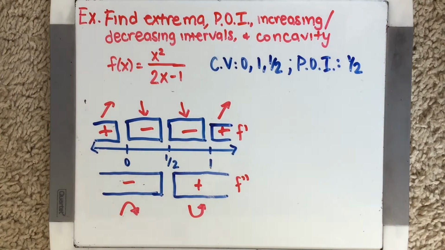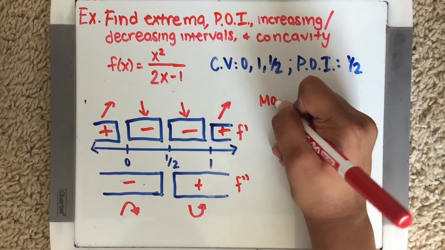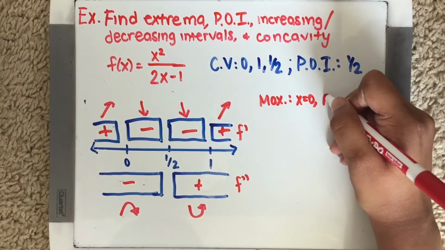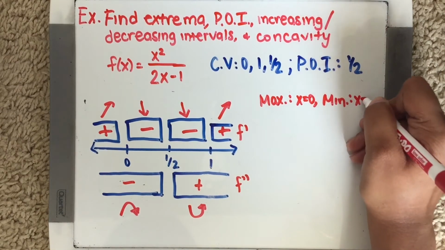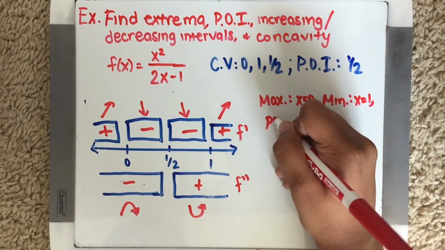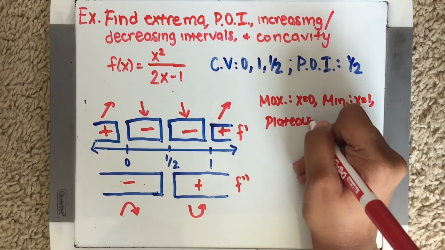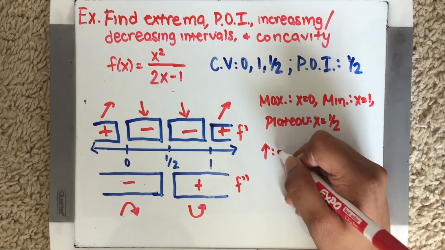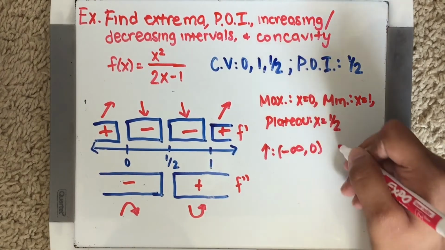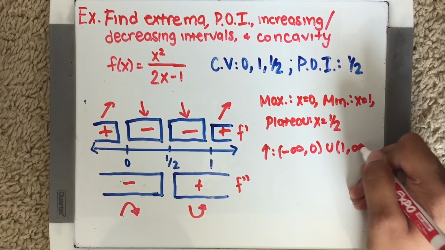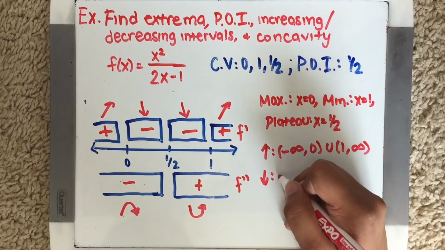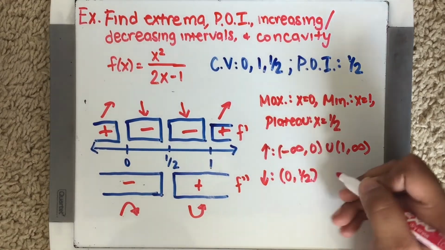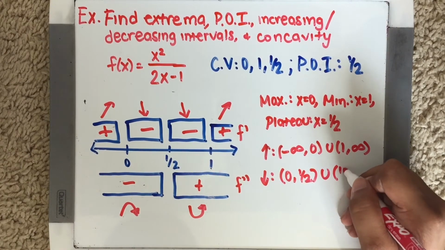This tells me that there is a maximum at x equals 0, where the graph goes from increasing to decreasing. There's a minimum at x equals 1, where the graph goes from decreasing to increasing, and there is a plateau at x equals 1/2, where the graph does not change signs. The graph is increasing at x from negative infinity to 0 and from 1 to infinity, and the graph is decreasing from 0 to 1/2 and then from 1/2 to 1.